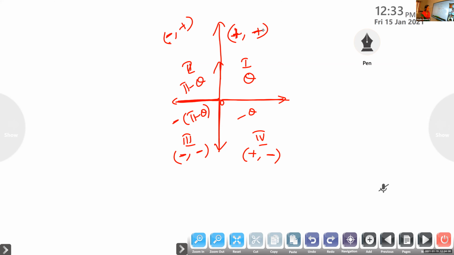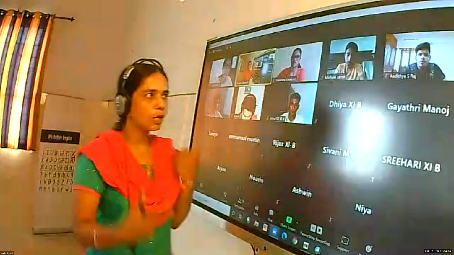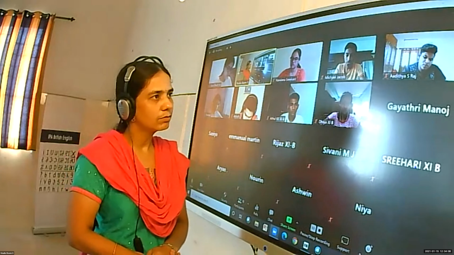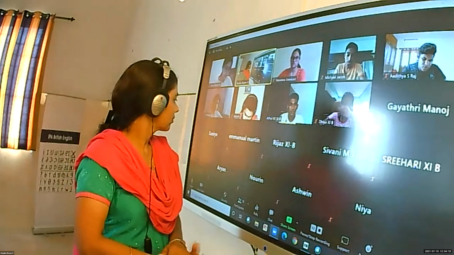Okay? Is it okay, children? Up to this, is it okay? What is the polar form? The polar form of a complex number is given by Z is equal to R into cos theta plus I sin theta.